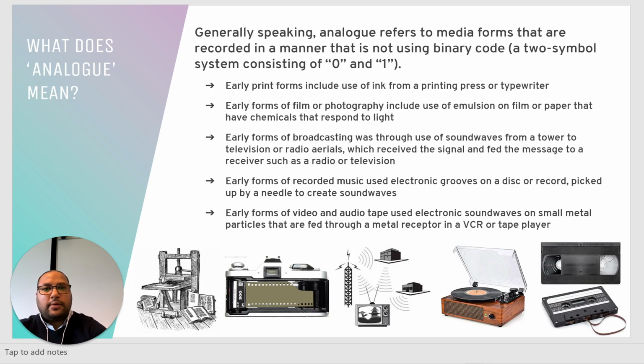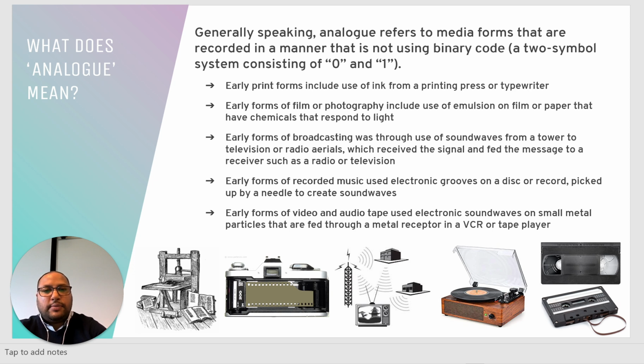Generally speaking, analog refers to media forms that are recorded in a manner that does not use binary code, a two-symbol system consisting of 0 and 1. Early print forms include use of ink from a printing press or typewriter. Early forms of film or photography include use of emulsion on film or paper that have chemicals that respond to light. Early forms of broadcasting were through use of sound waves from a tower to television or radio aerials, which received the signal and fed the message to a receiver such as a radio or television.